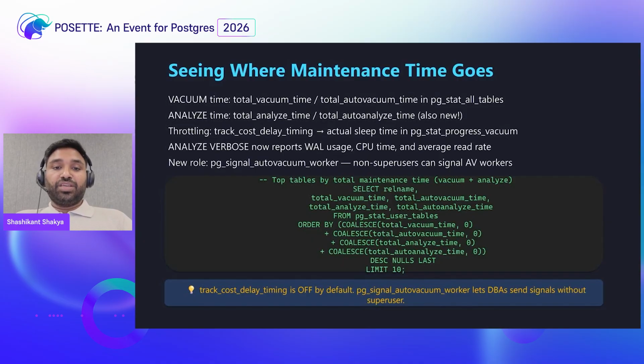Analyze can now also give you more verbose information of the values, the CPU time and the average read rate. So now it can give you much more insight than just telling you that analyze has been completed on a table. There is a new security role improvement also, which is pg_signal_autovacuum_worker. Now it can allow non-superusers to signal the autovacuum workers, which means you don't have to give anybody superuser privilege to handle the autovacuums.